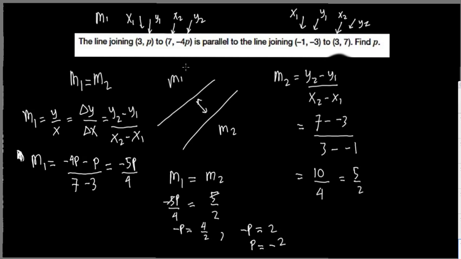Okay, this is the question: the line joining (3, p) to (7, minus 4p) is parallel to the line joining (minus 1, minus 3) to (3, 7). Find the value of p. Since the lines are parallel, meaning the gradient of both is the same. So m1 equals m2, gradient 1 equals gradient 2. That is the parallel condition.